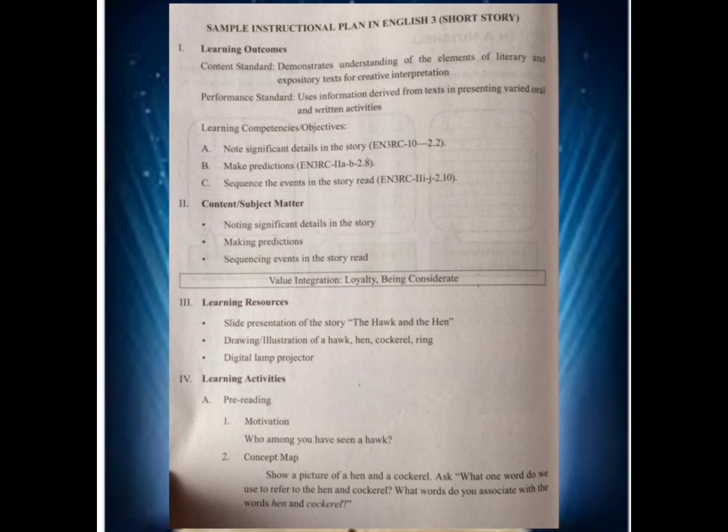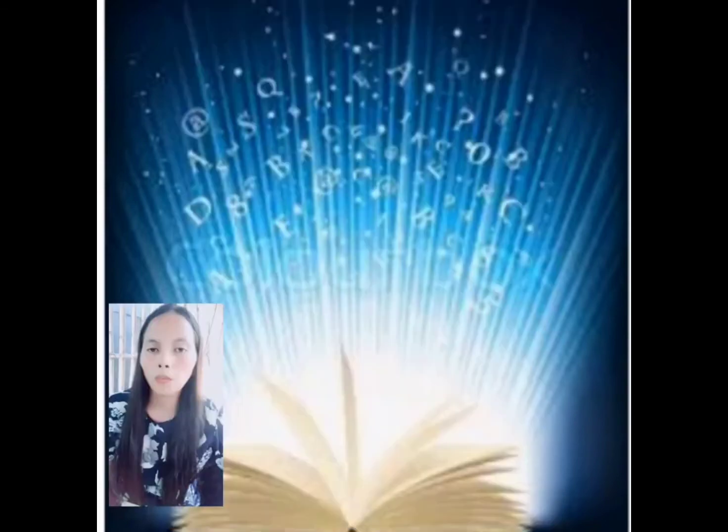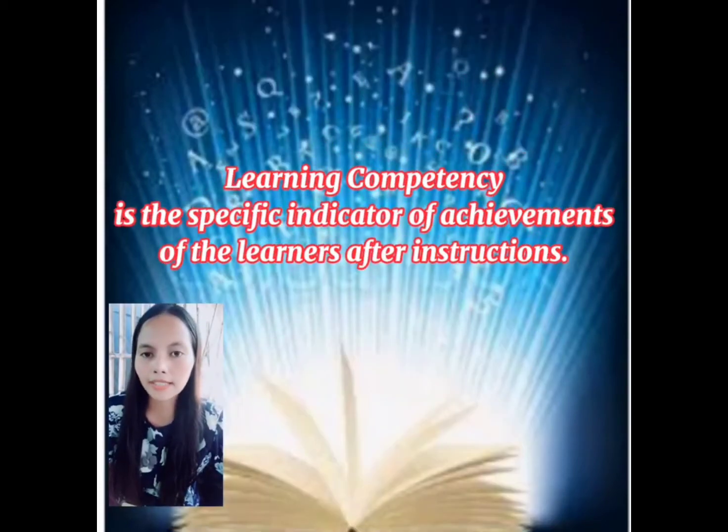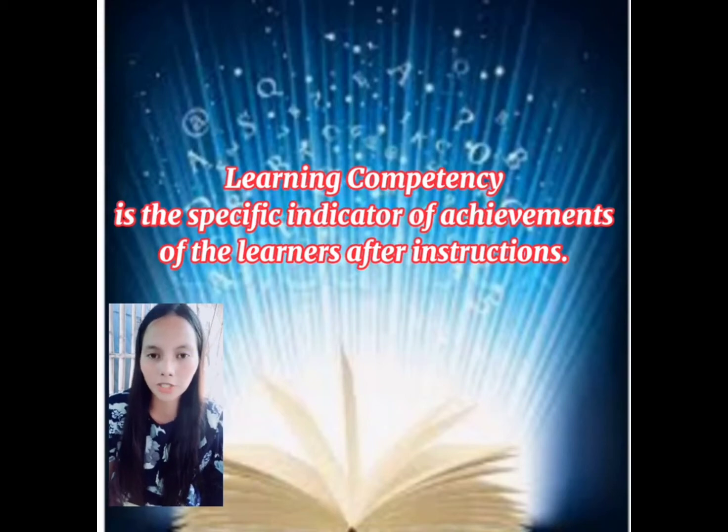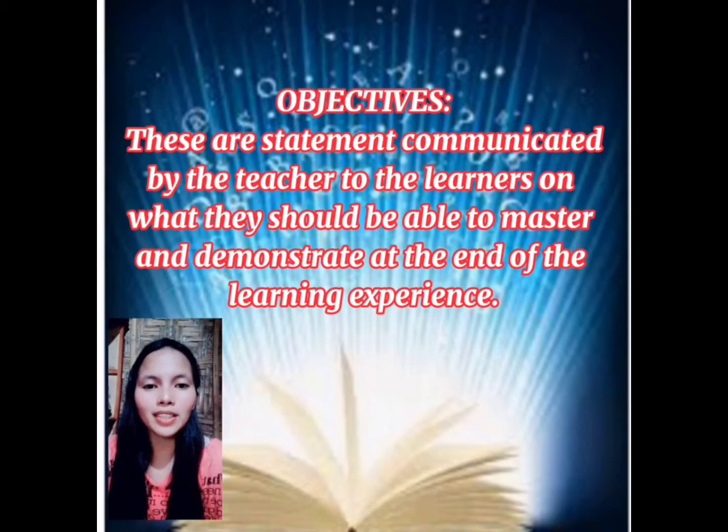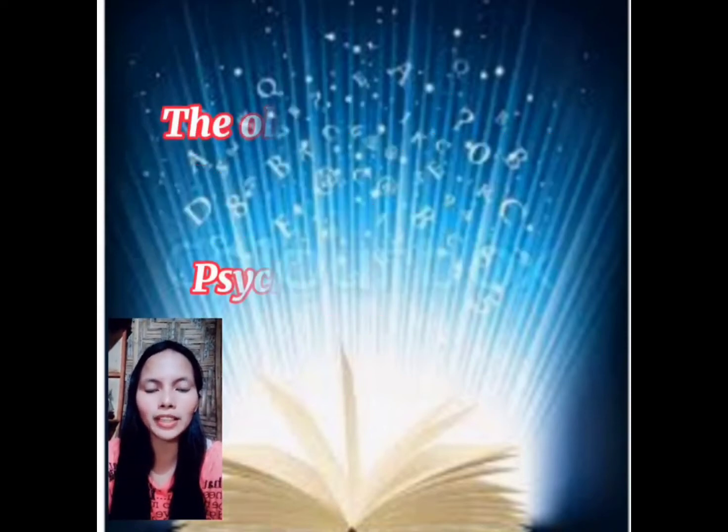So, the job of the content standard is to set expectations for specific learning outcomes, while the job of performance standards is to set expectations regarding the performance of learners on the content. While the learning competency is the specific indicator of achievement of the learners after instruction. Objectives are statements communicated by the teachers to the students on what they should be able to master and demonstrate at the end of the learning experiences.